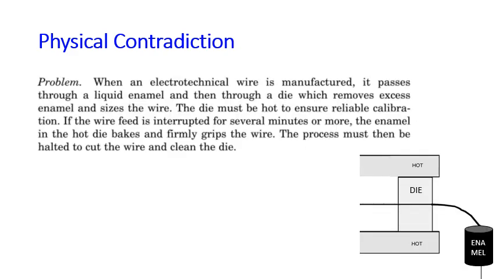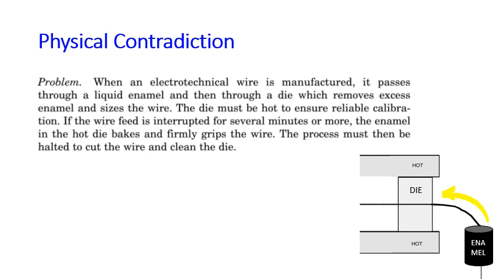So let's see a case where physical contradiction happens. In the production of an electrotechnical wire, the wire first goes through enamel liquid. Once it has been covered by the enamel liquid, it goes into the die. The die will remove the excess of the enamel and then size the wire. To do this accurately, the die must be in hot condition.